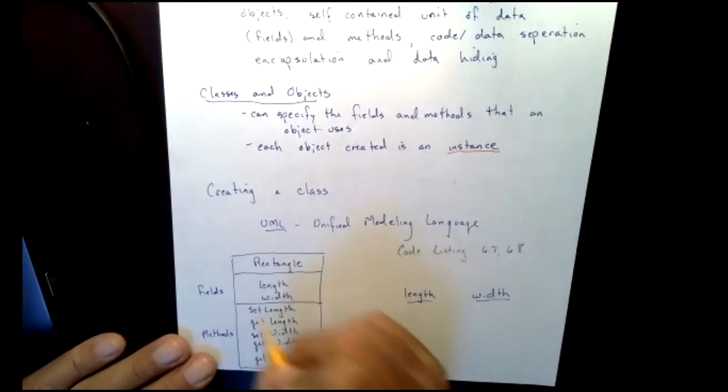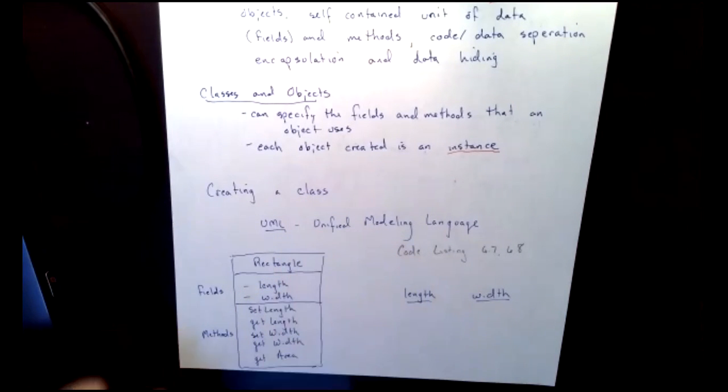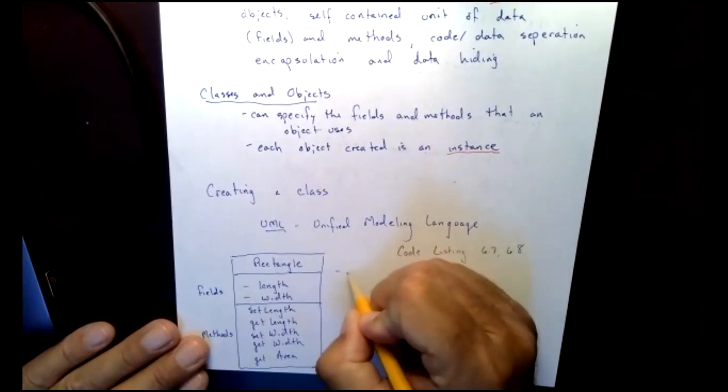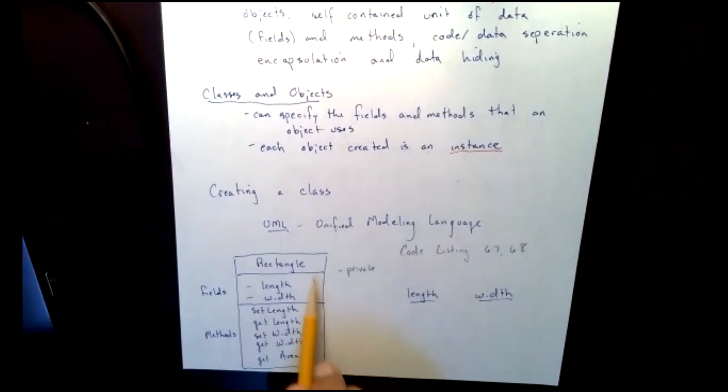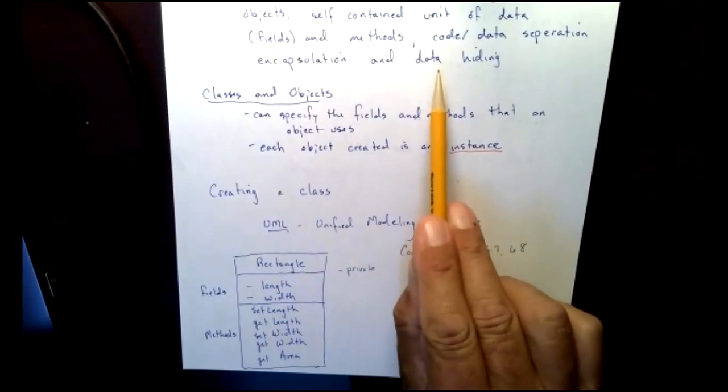Now, some things that are going on. I'm going to put minuses in front of the length and the width. And the reason for that is when I put a minus, that means it's private. That means that length and that width are private to that class. It's not really a running program, but it's a class, and they're private there. And in my demo program, I can't refer to that length or that width. They're tucked away. They're hidden, data hiding.